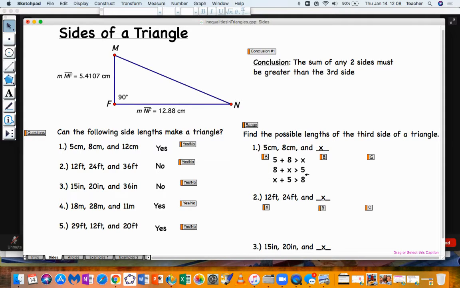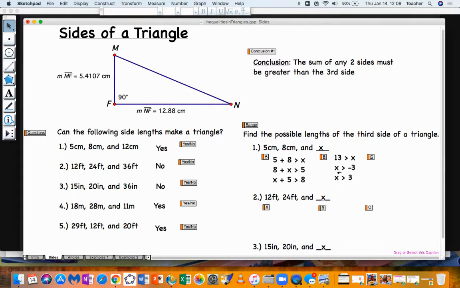5 minus 8, that's a negative 3. So x has got to be greater than negative 3. And then in this little simple one, we would subtract 5, so x would have to be greater than 3. So here's what we would get when we solve those inequalities.